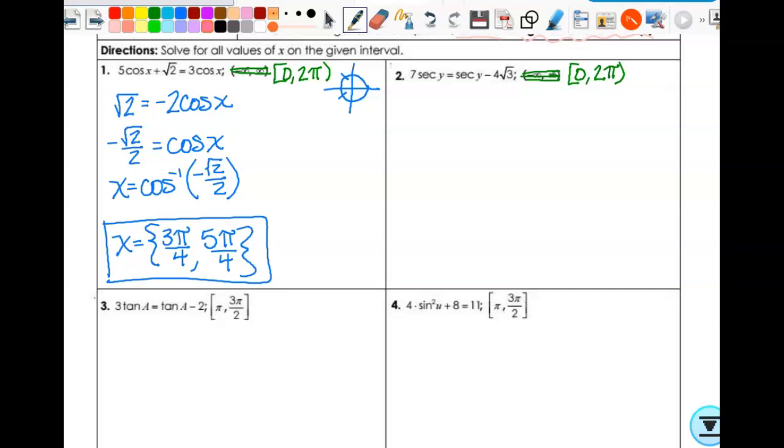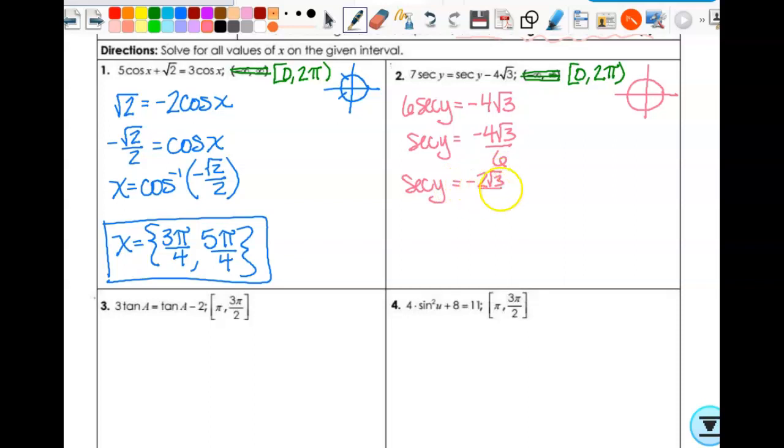All right, 7 secant of y equals secant y minus 4 square roots of 3. So I'm going to have to subtract secant y over to the left, so that'll give me 6 secant y equals negative 4 square root of 3. And again, I'm going from 0 to 2 pi, a whole circle there. All right, so in my equation, what would be the next thing I do? Divide by 6, yes, so I get secant y equals negative 4 square root of 3 over 6. Then that will reduce to negative 2 square root of 3 over 3.